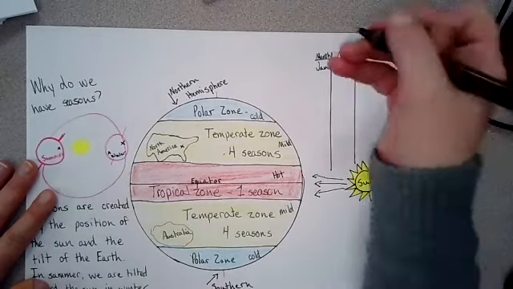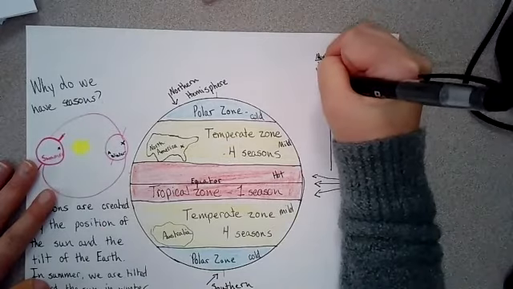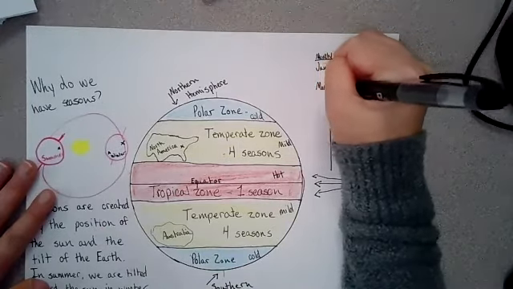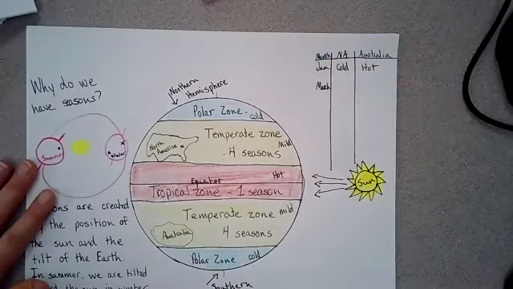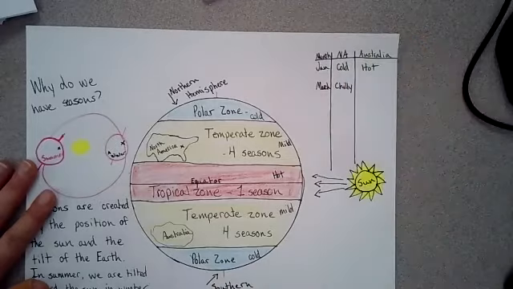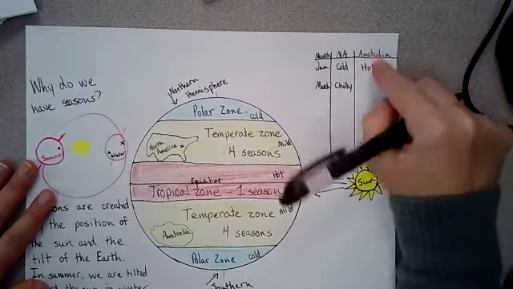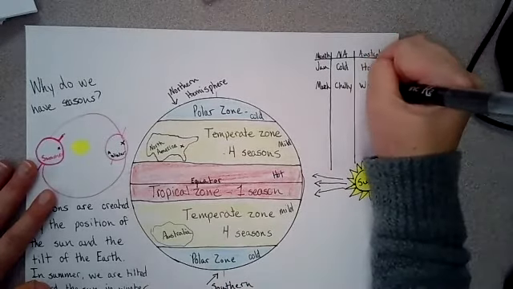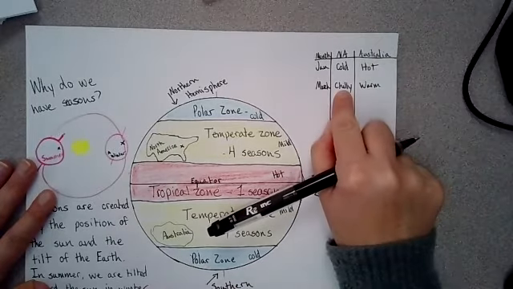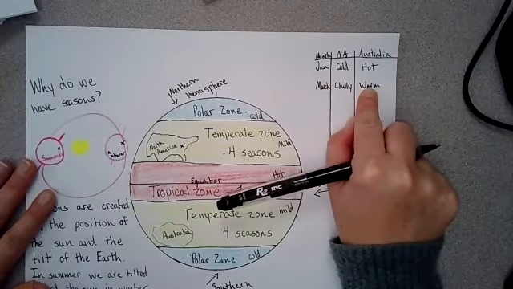So let's just do March. Okay. So we got January. Let's do March. In March, it is still a little chilly here in North America. But in Australia, it's warm. Okay? So when we are coming into spring, they are still in fall.